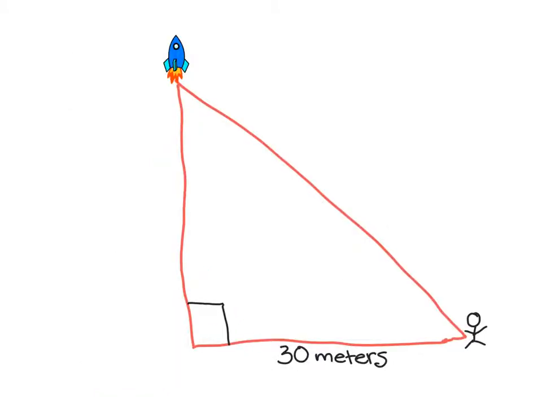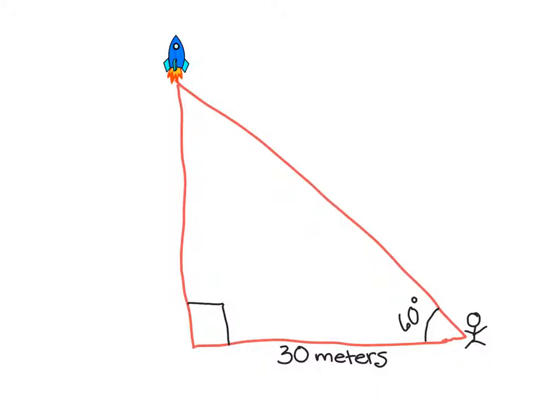Here's the triangle that I made using the launch pad, the rocket, and you. Again, you are going to be about 30 meters from the launch pad. And then you're going to record your angle in this triangle. So let's just assume that you have an angle of about 60 degrees. Again, this is the angle that you determined through the tool when the rocket was at its highest point.